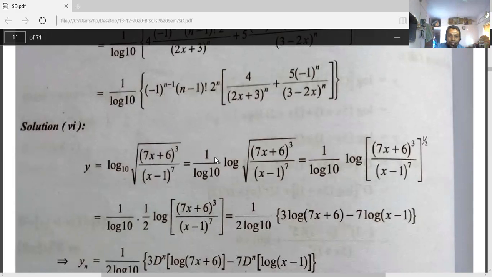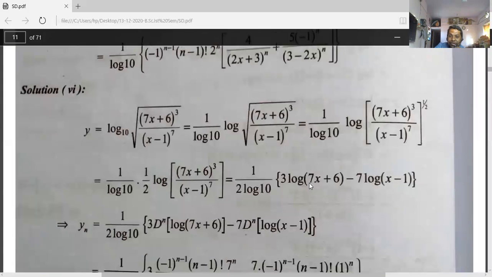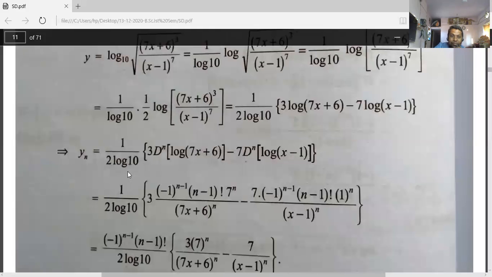The same you are adding here, 1 by log 10, of this log. Now this square root you can write as power 1 by 2. Again, you know log a to the power m you can write as m log a. Now you apply log m by n, which you can write as log m minus log n. Again for log m, the first component has power 3, and log a to the power m becomes m log a. The first component you write here, minus the second component you write here. Okay, now this is equal to y.